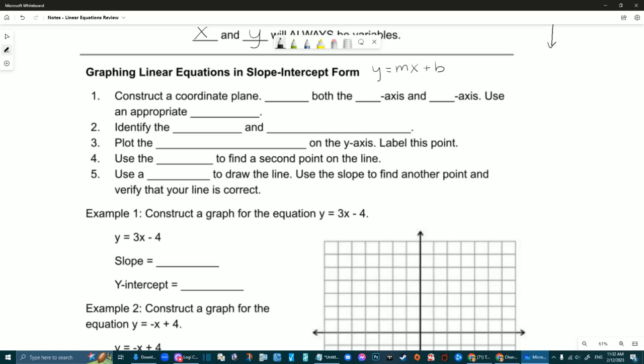So first we're going to construct a coordinate plane, and you can see at the bottom of my page that's already been done for us. We should label both the x and the y axis. So I'm going to do that right now.